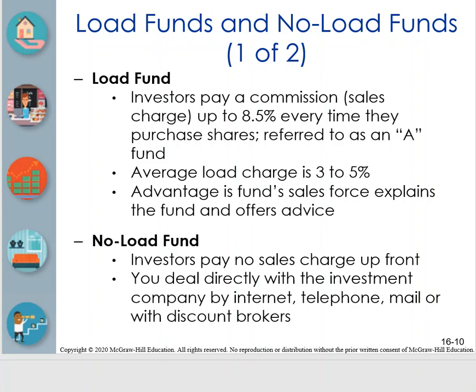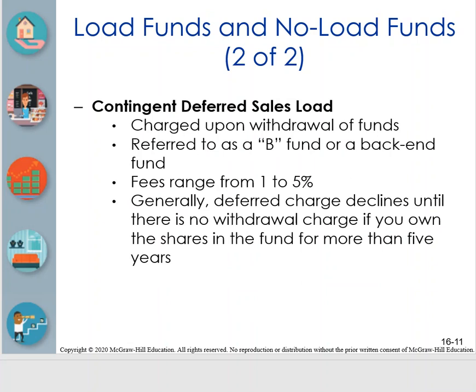A type of no load fund is a contingent deferred sales load. Here the load is not up front, but it's on the back end when you sell it. These are called Class B shares. So it's not charged when you purchase, but when you withdraw the funds. The good news is that although the fees range from 1 to 5%, the deferred charge, or the back end load charge, will decline until there's no withdrawal charge if you own the shares in the fund more than 5 years. So the longer you own it, the lower the amount of the deferred sales load, until after 5 years it's eliminated altogether. Those are Class B types of mutual fund shares.